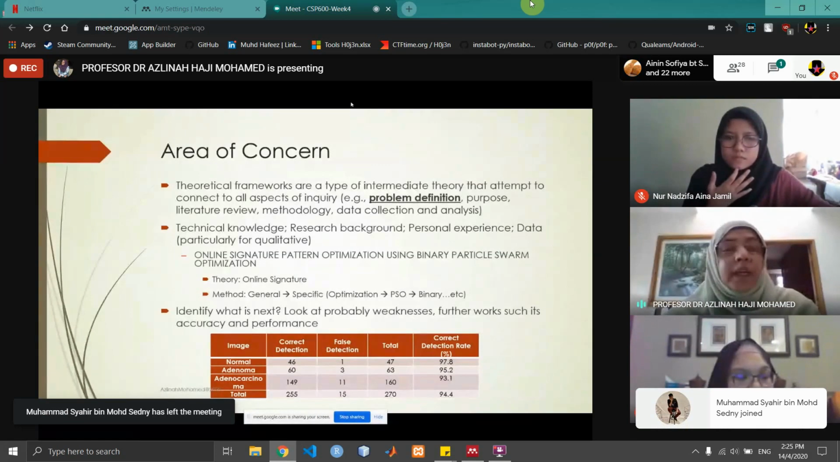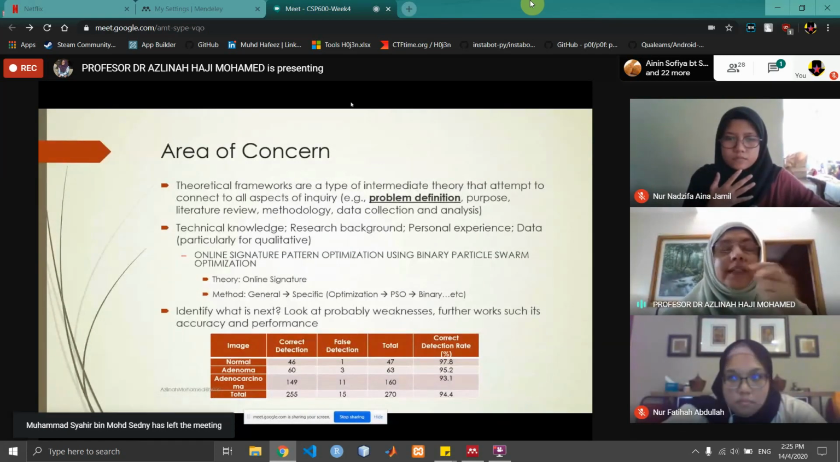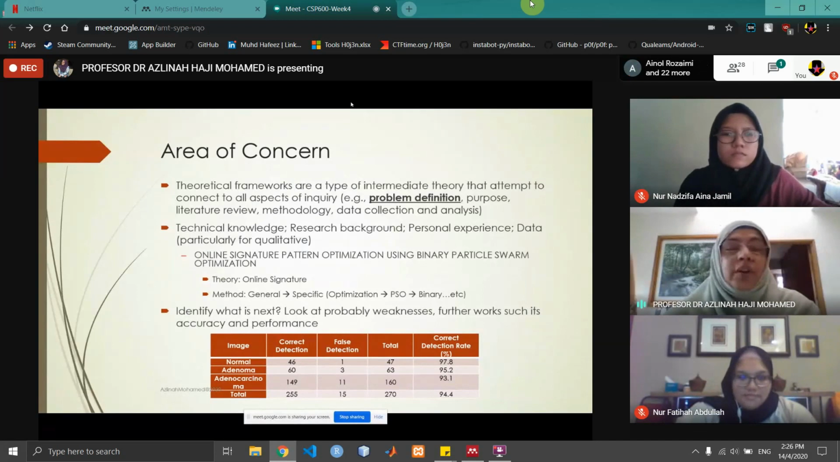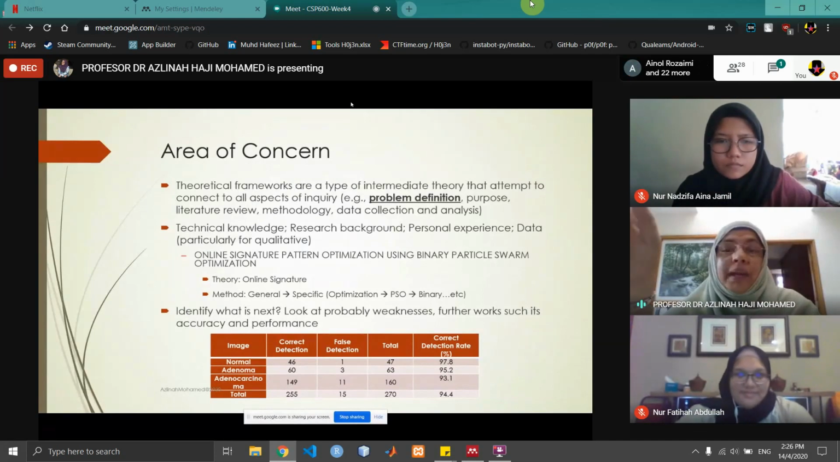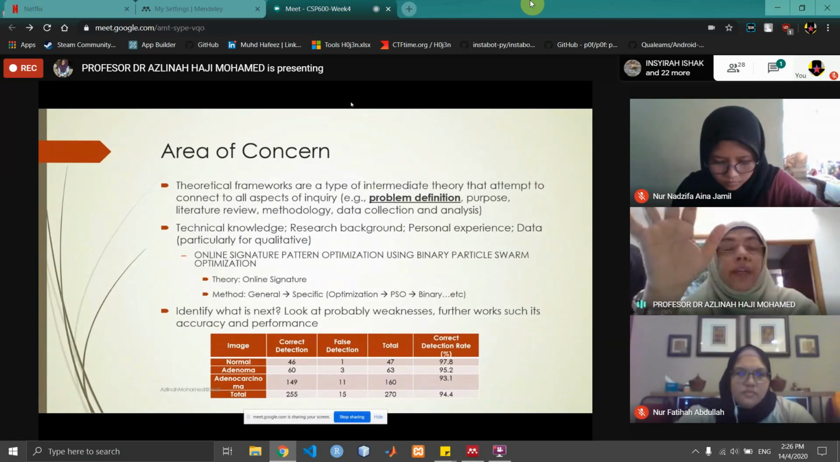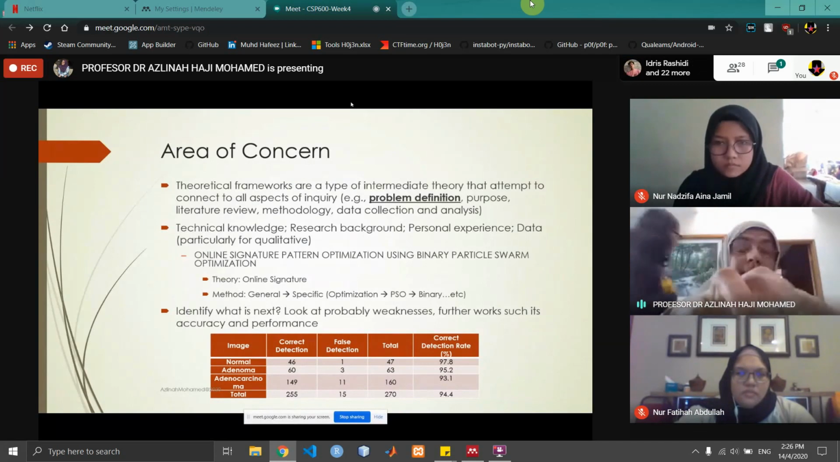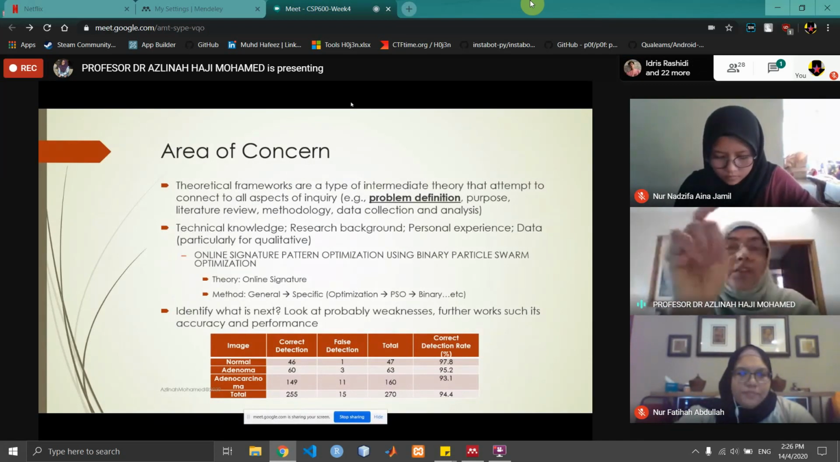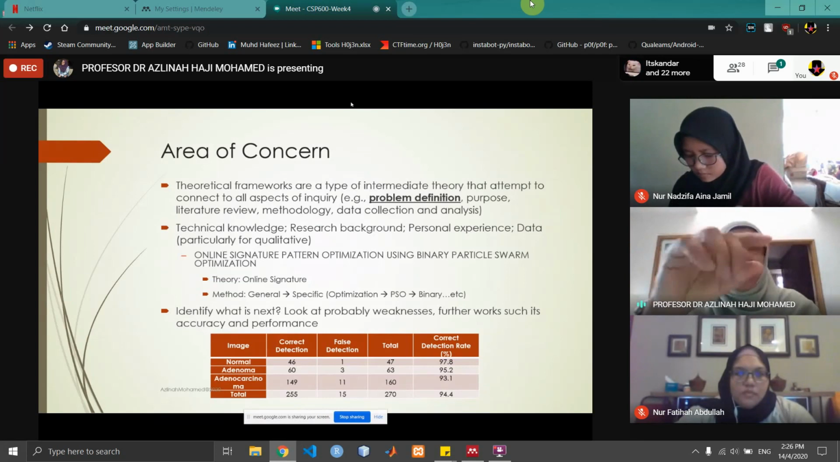I take one of the titles I mentioned earlier, which is online signature pattern optimization using binary particle swarm optimization. You can see here that there is a theory that is something new which you have to read, which you can also call a domain. We call it online, and in this case it is signature. But the signature here is online, because you have offline signature and you have online signature. It's very specific that the student mentioned he is looking at online signature.